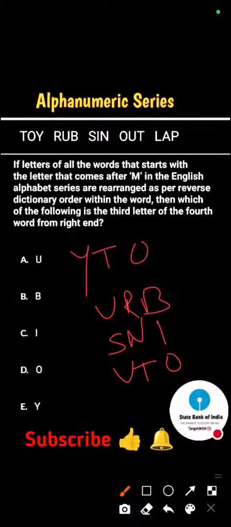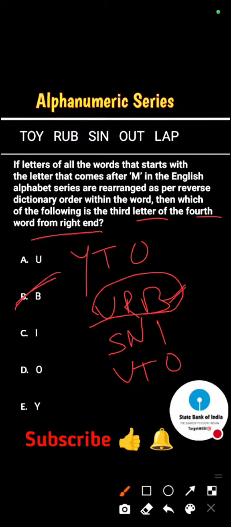Okay, and it says, which of the following is the third letter of the fourth word from the right? Fourth word from the right, this one. Answer will be third letter is B, option B. Anyone got the same? Okay.